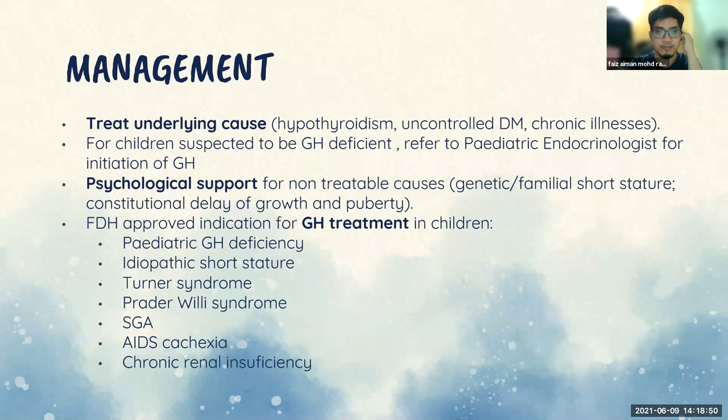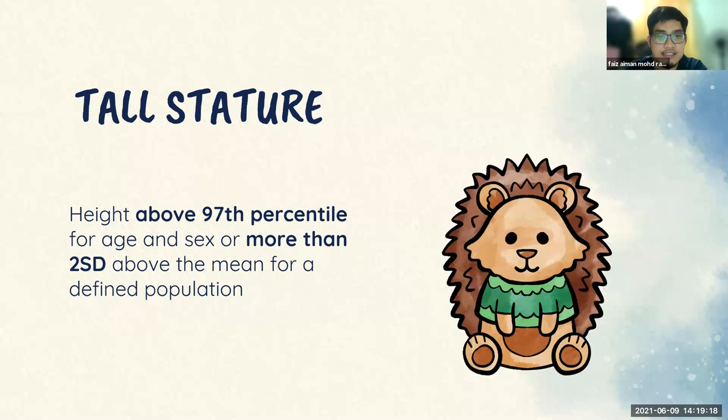Okay, management, of course, is according to the causes. Either hypothyroidism, uncontrolled diabetes, or chronic illnesses, so we treat the causes. And then we can give psychological support for non-treatable causes in case of genetic or family short stature or any syndromic condition. And then this is just some indication for growth hormone treatment in children. Okay. So next is tall stature.